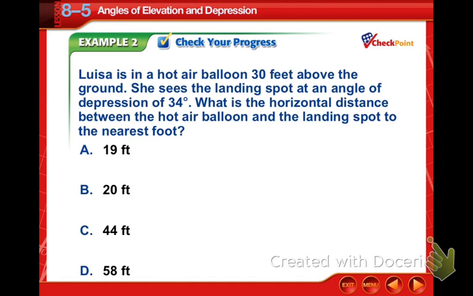Okay, our next one here, another one for angle of depression. We got that Louisa is in a hot air balloon 30 feet above the ground. She sees a landing spot at an angle of depression of 34 degrees. So we need to find the horizontal distance between the hot air balloon and the landing spot she sees to the nearest foot. So let's draw a picture. Like I said, drawing pictures always helps you to visualize what you're looking at, right? So if you don't know what you're doing, first thing you should do is draw a picture.